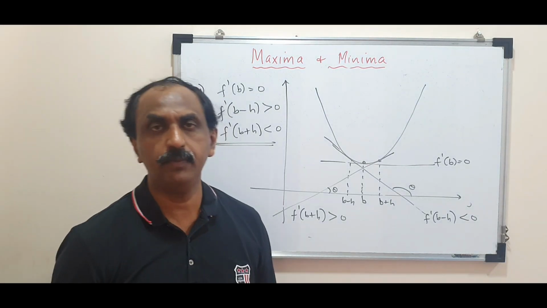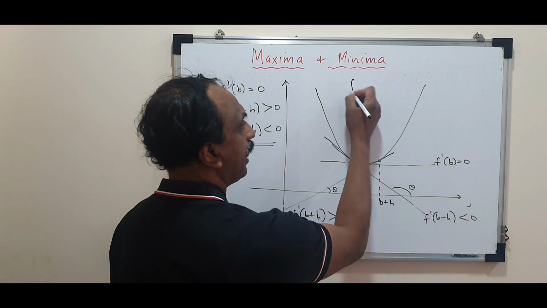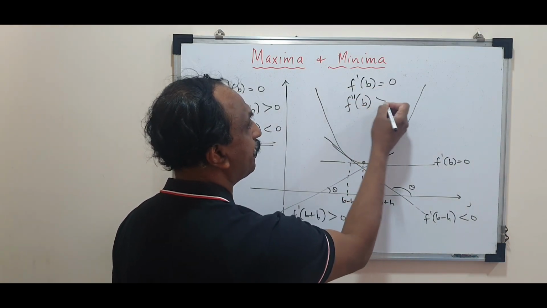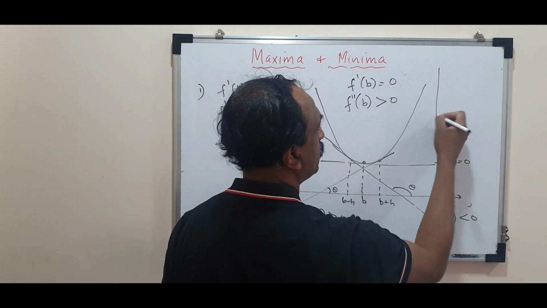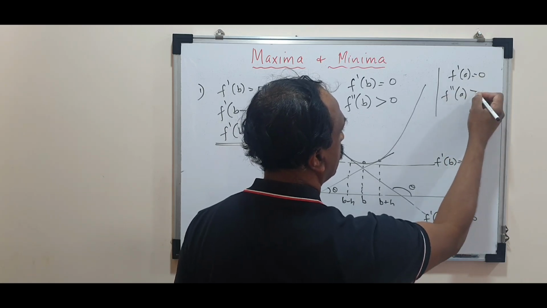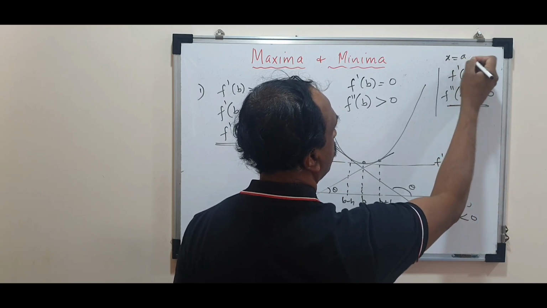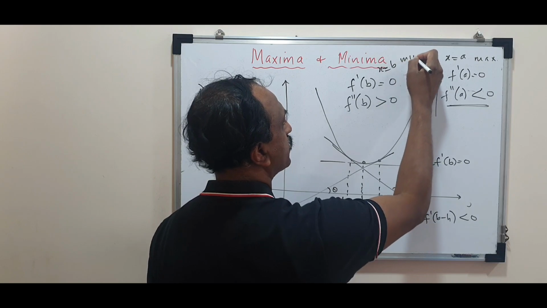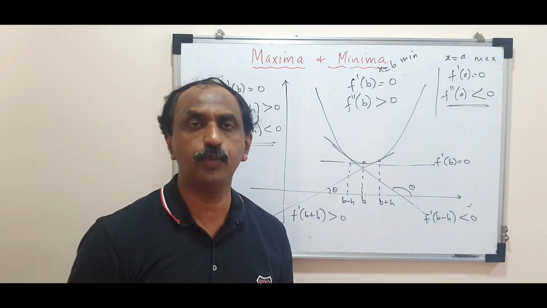But in most problems, I am going to use the first condition which is given. What is the first condition? f dash of B will be 0, and f double dash of B will be positive in the case of a minimum point. In the case of a maximum point, f dash of A will be 0 and f double dash of A will be less than 0. So x equal to A is a maximum point and x equal to B is a minimum point. This is what we are going to apply. Let's see how we do this in a problem.